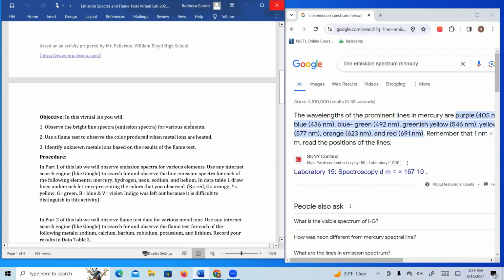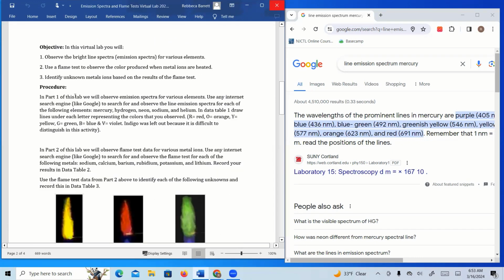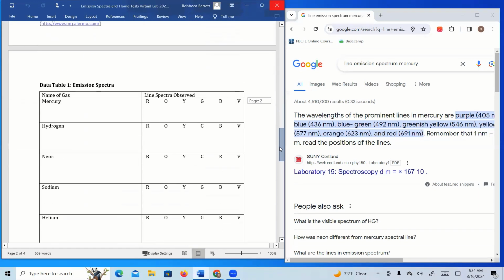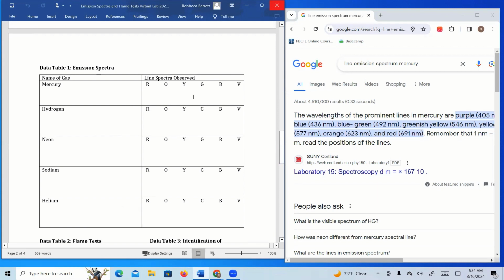Okay. The objective for the lab will be to observe the line spectra or emission spectra for various elements, use a flame test to observe the color produced when metal ions are heated, and then identify unknown metal ions based on the results of the flame tests. So part one, the procedure for part one is here. The data table for part one is here, okay?